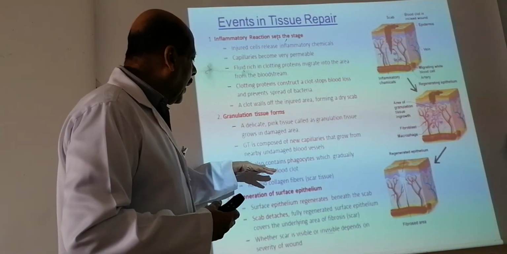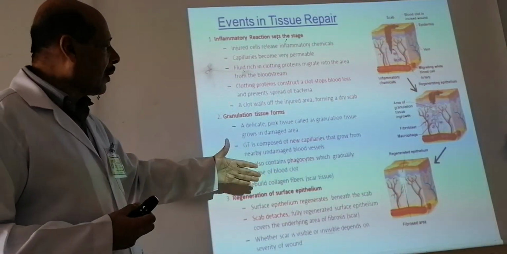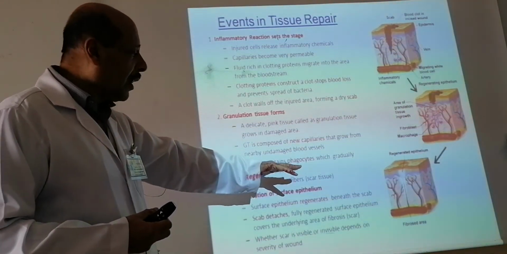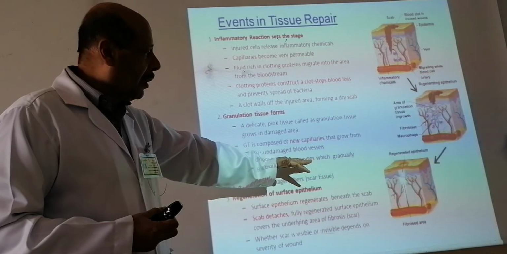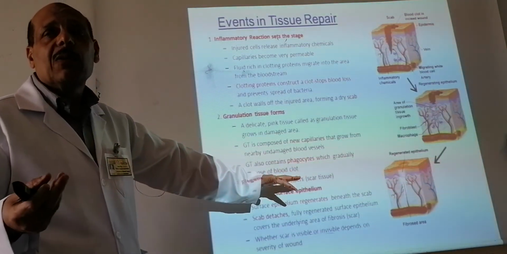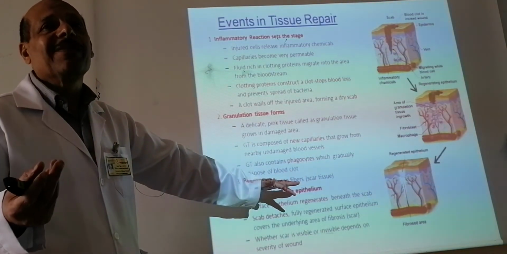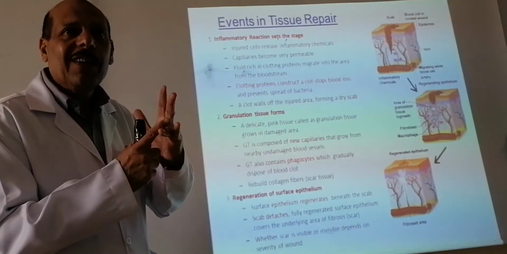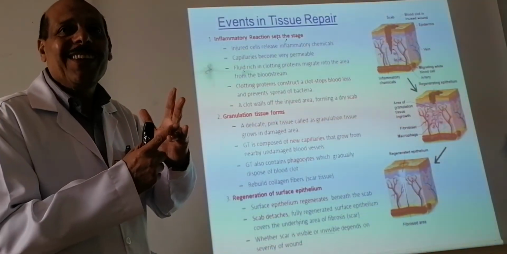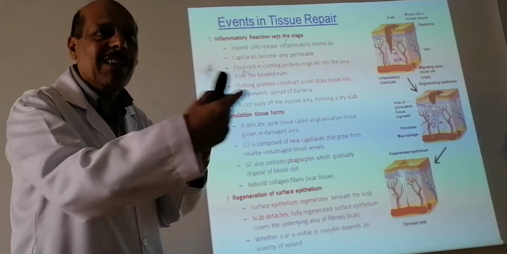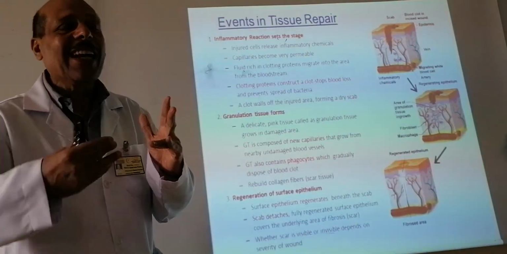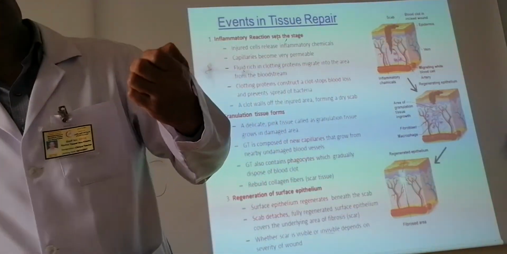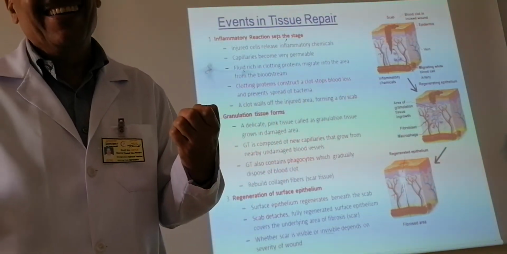So the granulation tissue also contains the phagocyte. What's the importance of phagocyte? What's the function of phagocyte? It fights bacteria and also dead tissue. There are many dead tissues there. So that dead tissue needs to be engulfed and removed from the area.